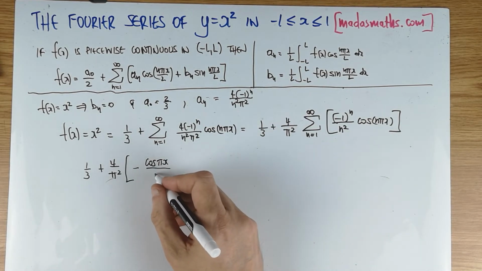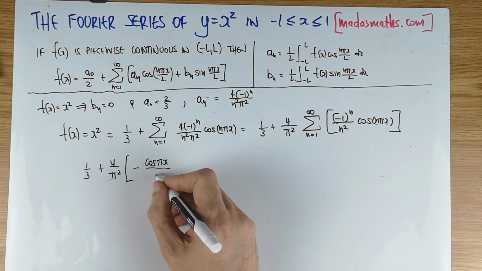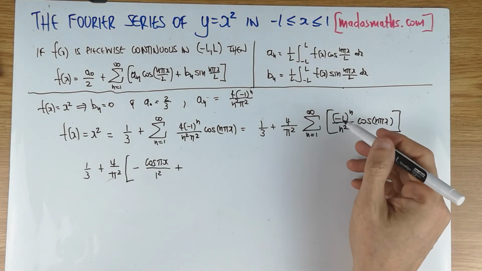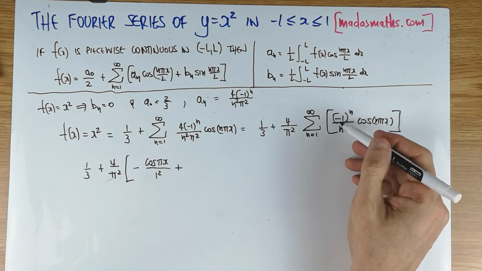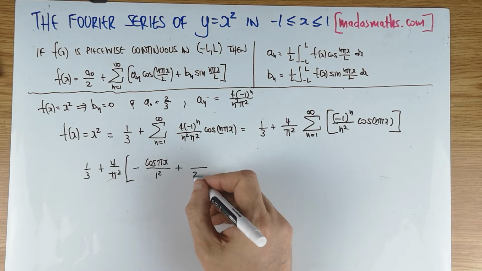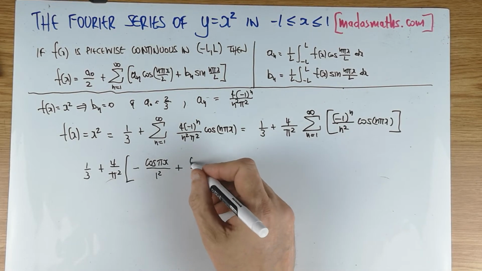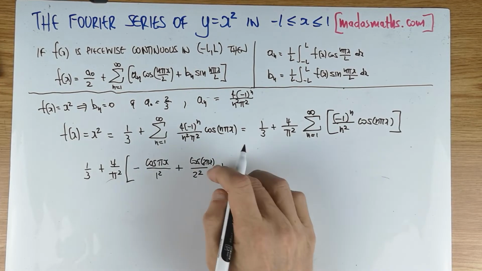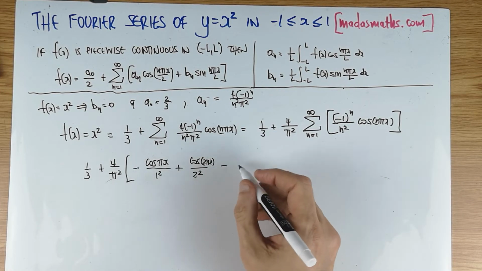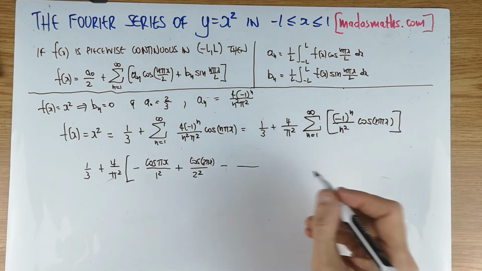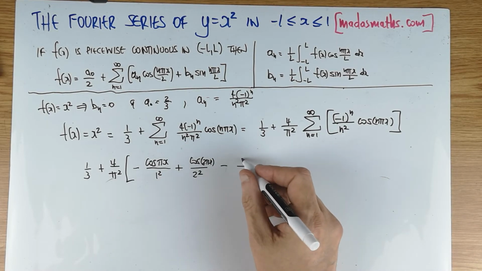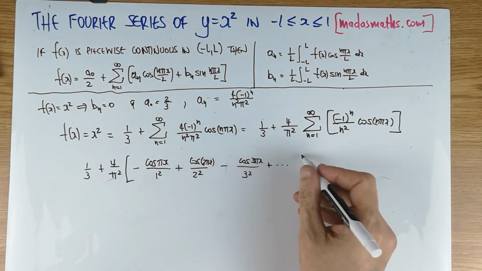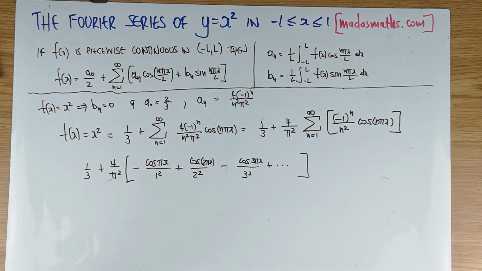over 1 squared, I can put the 1 squared so we can follow the pattern. It's going to go plus, because we're putting 2 there, and we're going to have a 2 squared, and it's going to be a cos of 2 pi x. And it's going to go minus again, with a 3 squared, and a cos of 3 pi x, plus dot dot dot forever. So we're expanding this in terms of cosines.